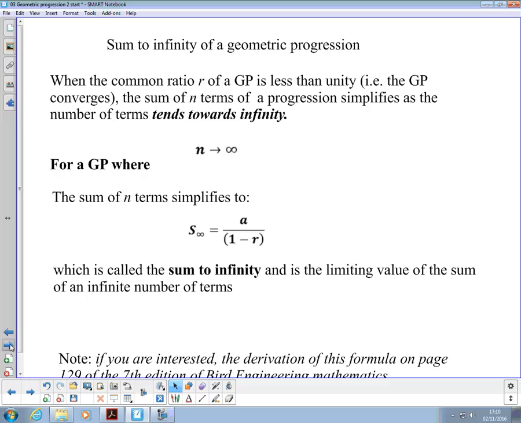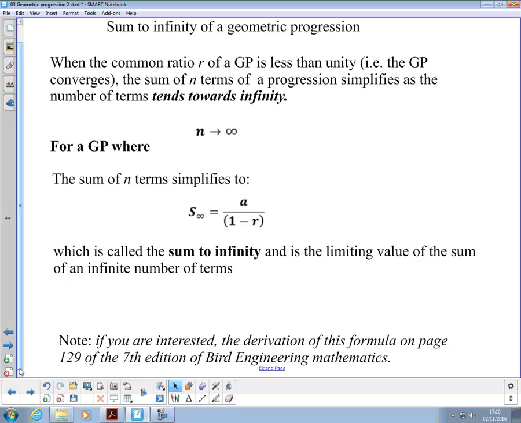But that's where you're looking at how long could it go before it's worth next to nothing, or the sum to infinity. The best example I could think of, as the limit and value of the sum of an infinite number of terms. Again, if you want to avail yourself of the derivation of that formula, it's in your Bird maths books on page 129. Page 129 is pretty full of pure mathematics for no real reason at all, other than for the inquisitive.